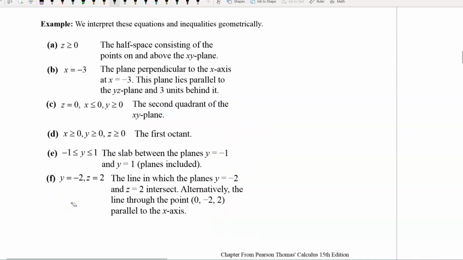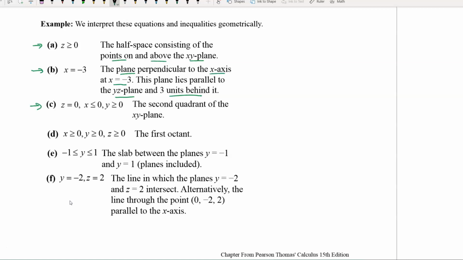Now on this part we have examples. We interpret these equations and inequalities geometrically. The first one is z greater than or equal to 0. This means you have the space consisting of the points on and above the xy plane. Part B, x equal to -3. This is the plane perpendicular to the x-axis when x is equal to -3. This plane lies parallel to the yz plane, and that's 3 units behind it.